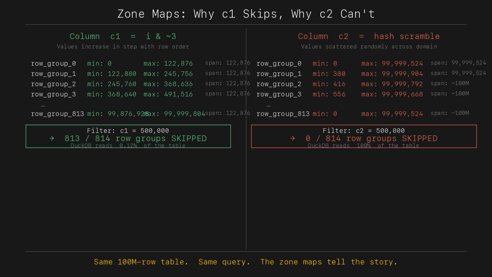Row groups 0 through 3 all have maximums below 491,000. Row group 4, min 491,000, max 614,000.